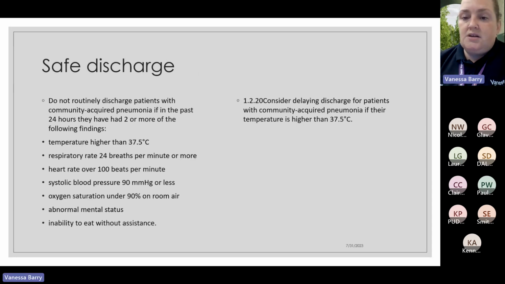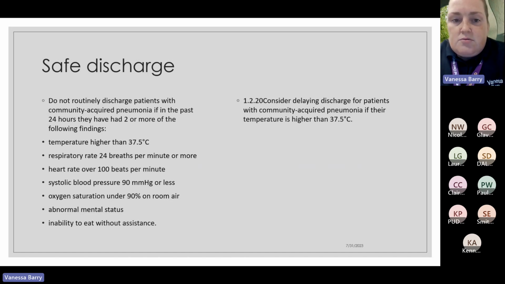So from a discharge perspective, in the hospital, we'd be looking at not routinely discharging patients with CAP if in the last 24 hours they've had 2 or more of the following. So have they had a temperature higher than 37.5, a respiratory rate of 25 breaths per minute or more, heart rate over 100 beats, systolic blood pressure of 90 or less, oxygen saturations under 90% on room air, abnormal mental status, or an inability to eat without assistance.